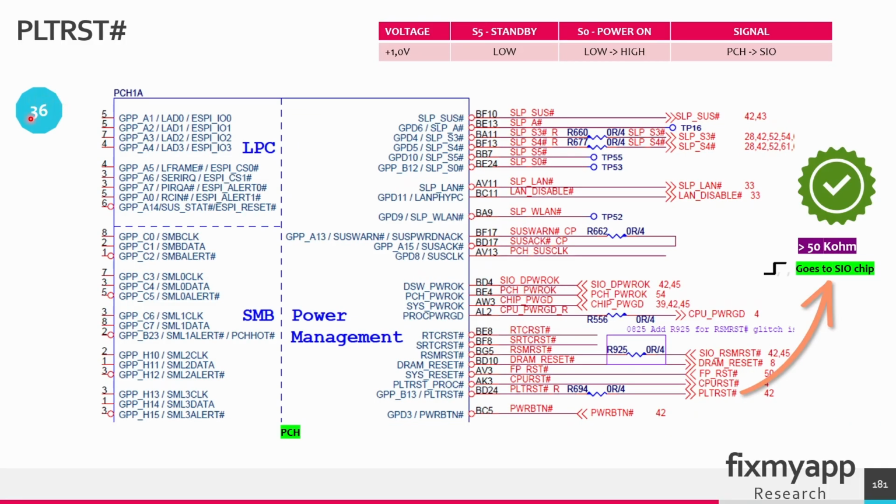In power sequence 36, the platform reset active low signal has to go from 0 volts up to 1 volt. So in the standby state it has 0 volts, in the power on state it has to go high to 1.0 volt. And this signal comes from the PCH and it will go to the SuperIO chip.